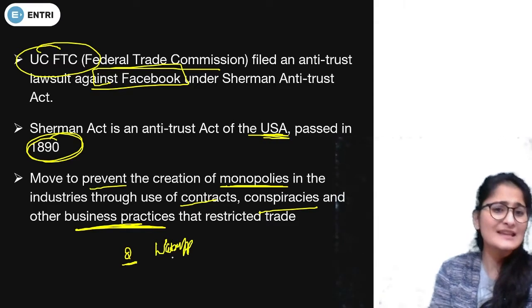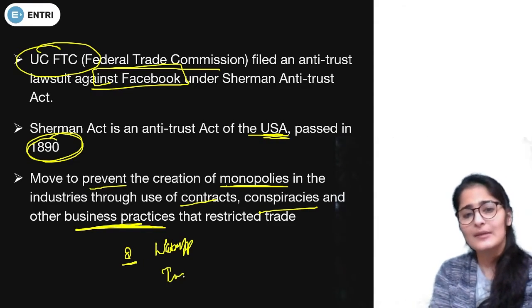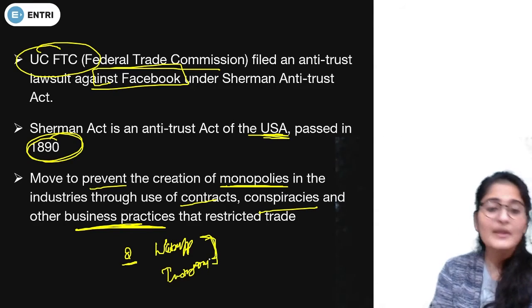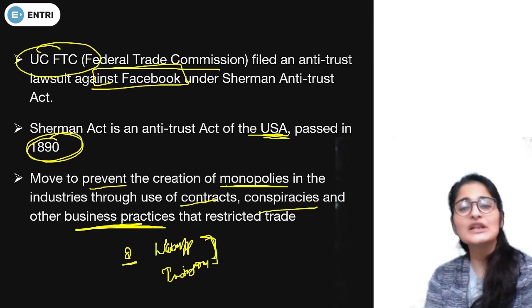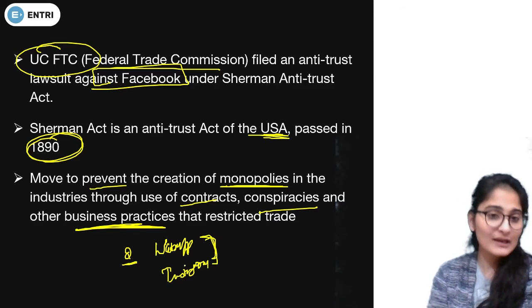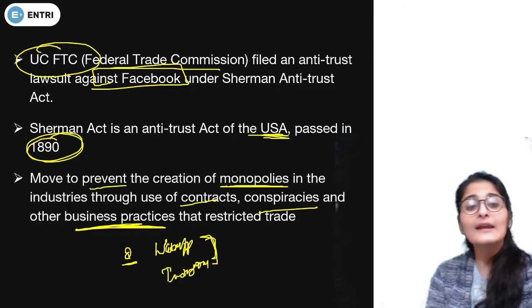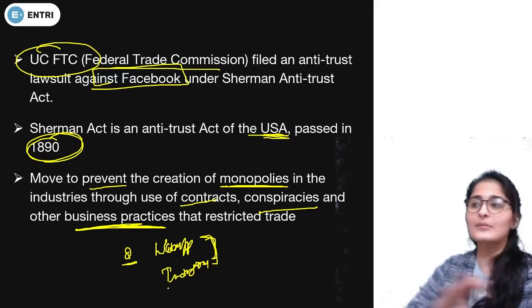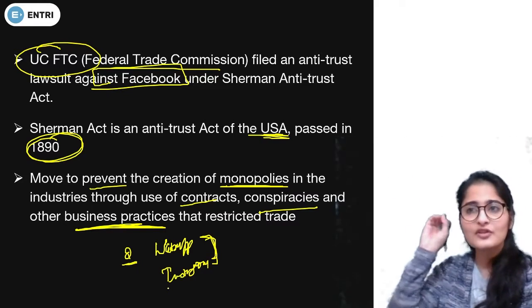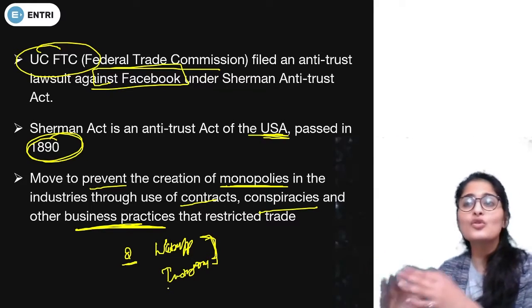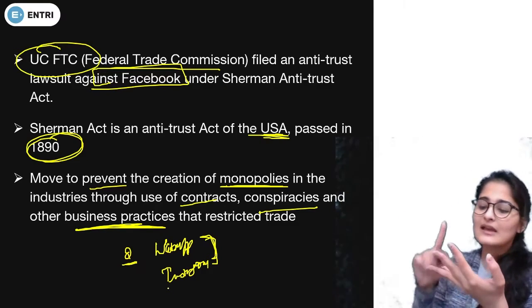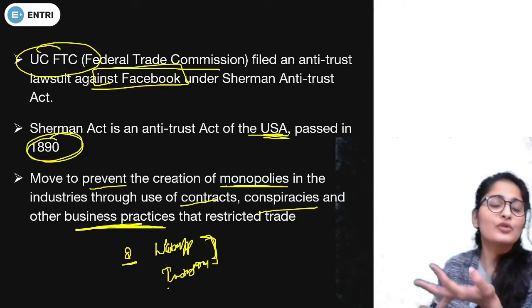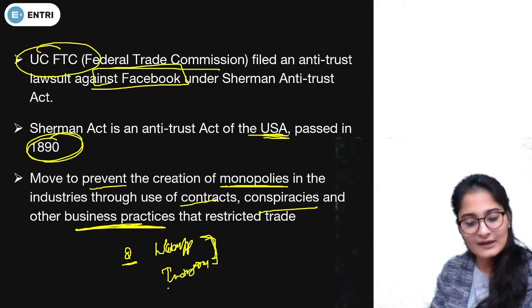Now, why against Facebook? Because Facebook acquired two of its very good competitors, WhatsApp, at 19 billion US dollars, and Instagram, at 1 billion US dollars. They had acquired both of them, and both were very potential, you can say, competitive organizations. And now it has made them similar. That is, Facebook, WhatsApp, Instagram have nearly the same features, all the features on all the apps.